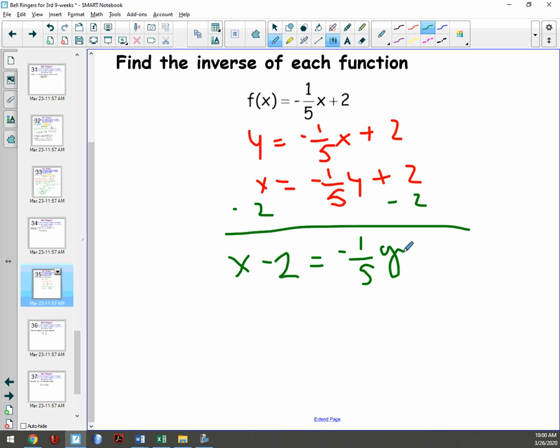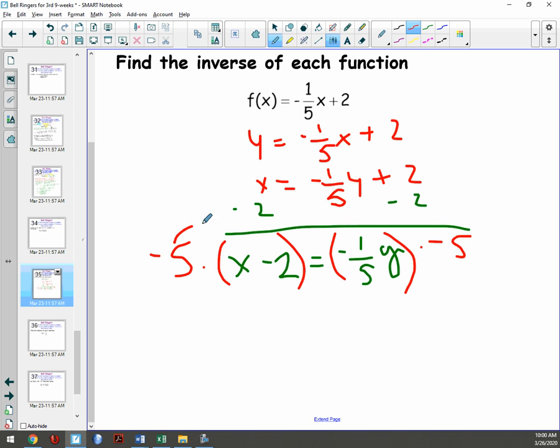Okay, so now the next thing you're going to do is multiply both sides by negative 5. Why? Because the reciprocal of a fraction is what's going to get rid of it. But I'm going to put parentheses around both sides. And the reason why I'm doing that is because I want that negative 5 to go to every single term on the left-hand side and the right-hand side.